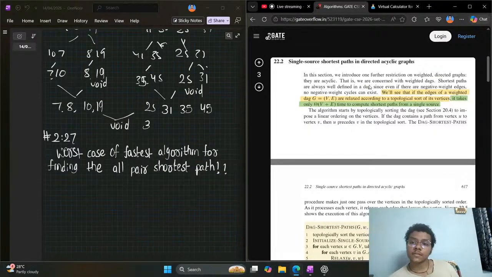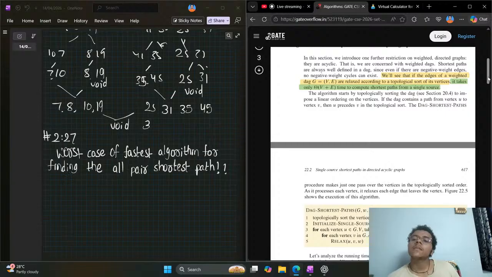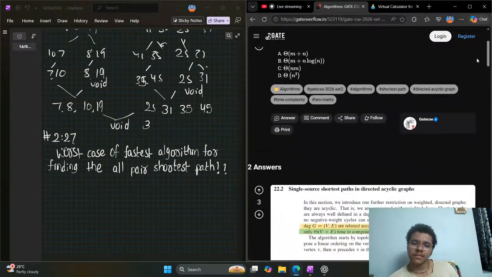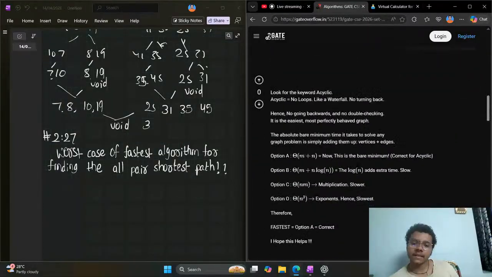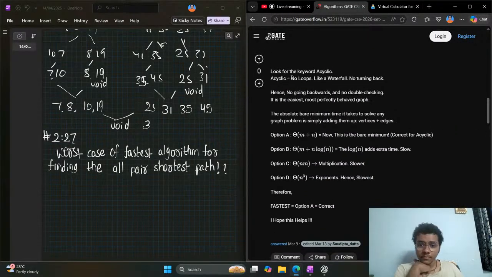This section will introduce one further restriction on weighted directed graphs: acyclic. We are concerned with weighted DAGs. Shortest paths are always well defined in a DAG since if there are no negative weights, the edges of a weighted DAG can be relaxed along with the topological order. Okay, why is this guy bragging that he reads the CLRS? Like a waterfall.